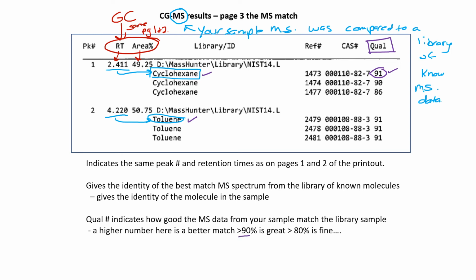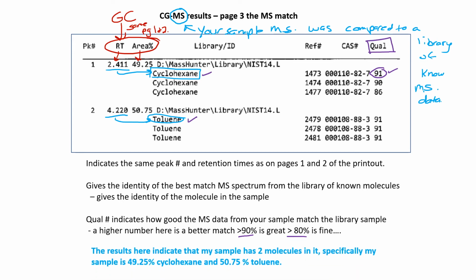Getting a match of over 90, think of it this way: if you get over 90% on any exam, you're pretty happy. If you get over an 80%, you're reasonably happy. If you get below that, it depends how happy you are. Okay, so again, my total conclusion here indicates that I have 2 molecules in my sample. I have 49.25% cyclohexane and 50.75% toluene. So I can tell exactly how much I've got and exactly what the molecules are.